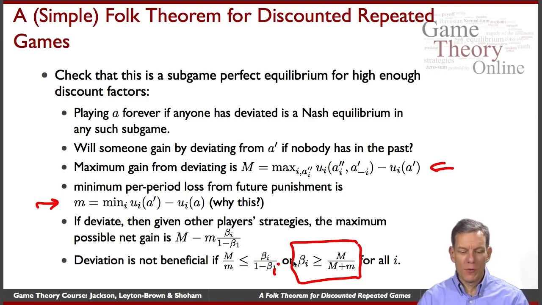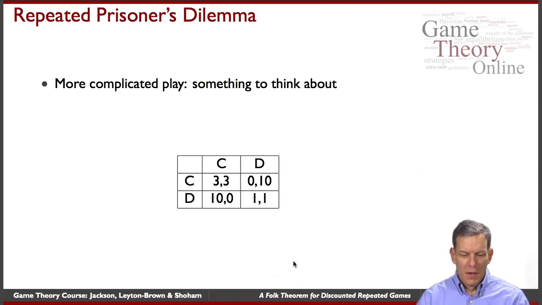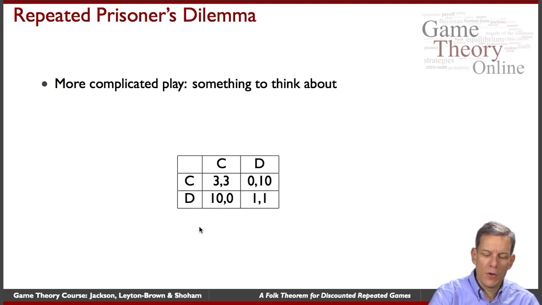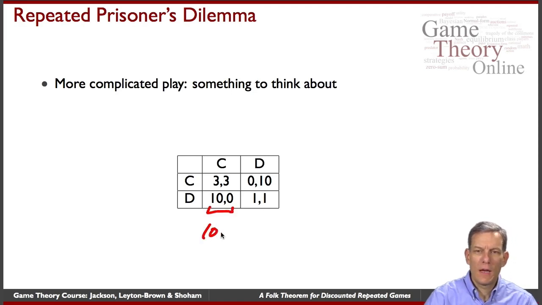Now, there are many bells and whistles on this. One thing to think about is that you can sustain fairly complicated play if you'd like. So let's take a look at the game we looked at before. The prisoner's dilemma, but now we've got this very high payoff from deviating. One thing you can notice is the total of the payoffs here. The players together get 10.